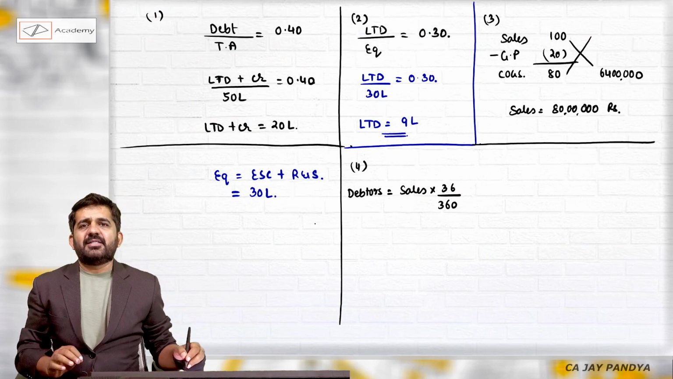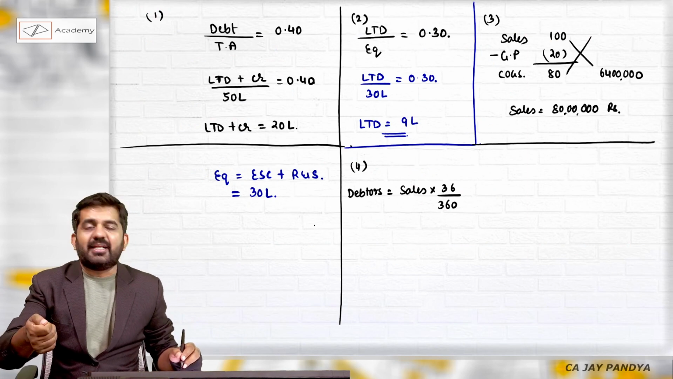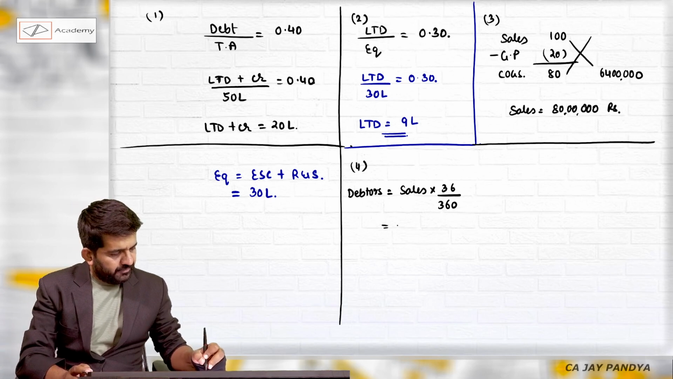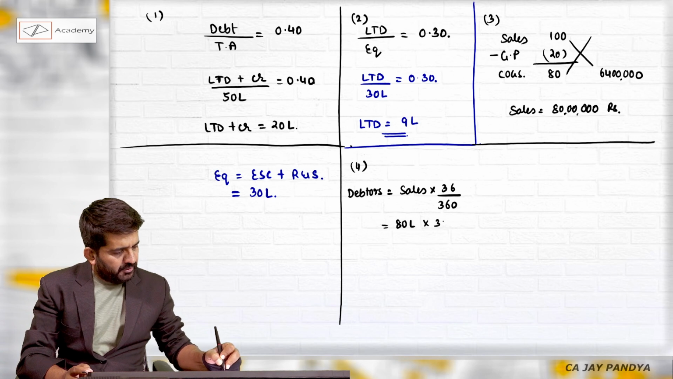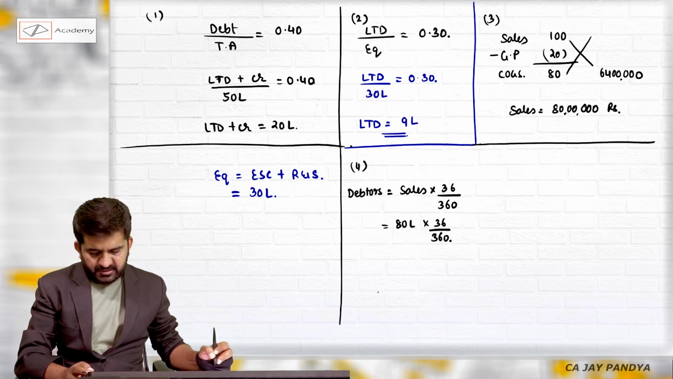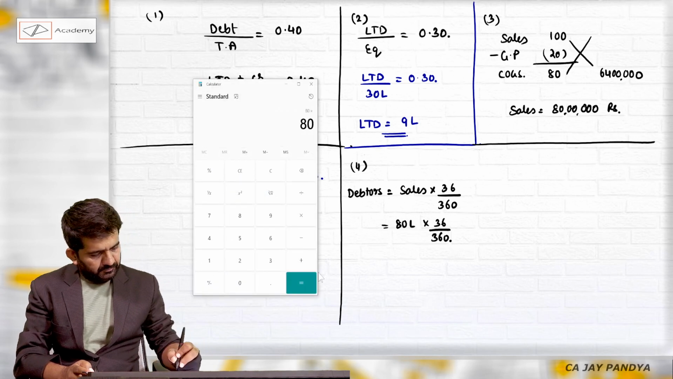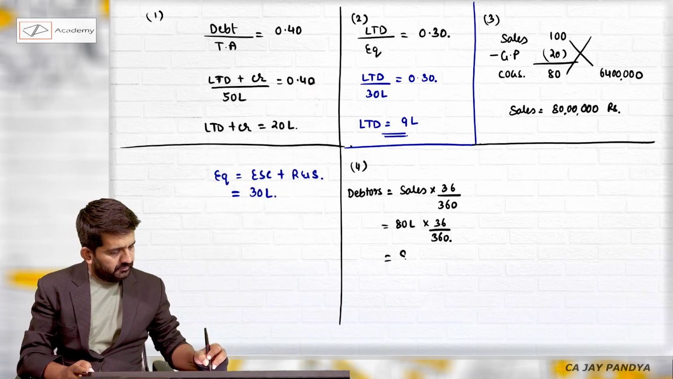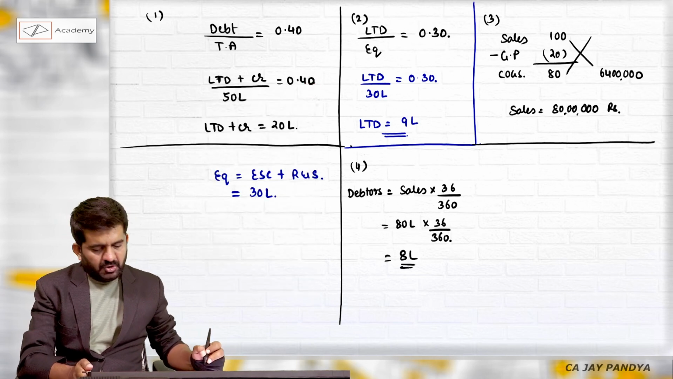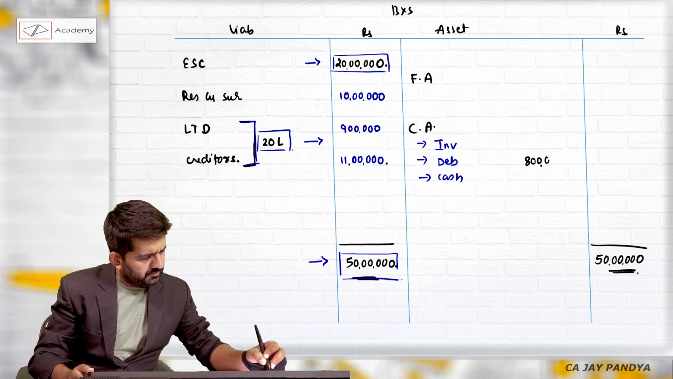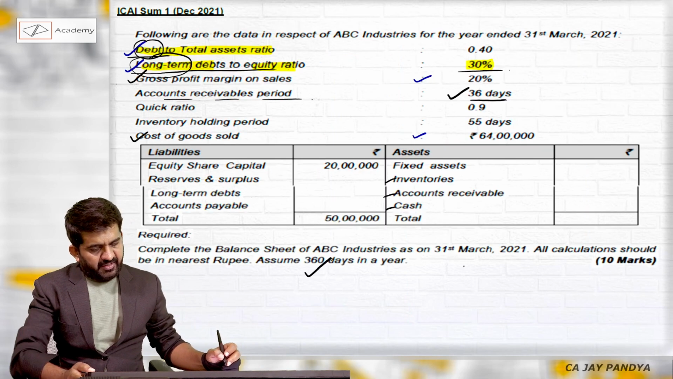This is the same as if 360 days sales is say 80 lakhs, what will be sales of 36 days, which will always remain in our debtors. So sales is 80 lakhs into 36 divided by 360, which will be 8 lakh rupees. So I got the answer of debtors, 8 lakh rupees. I can even get the answer of inventory.